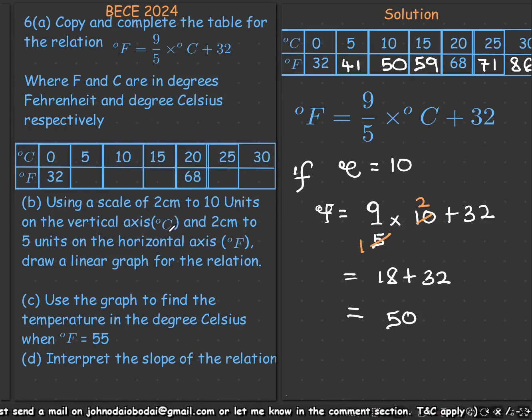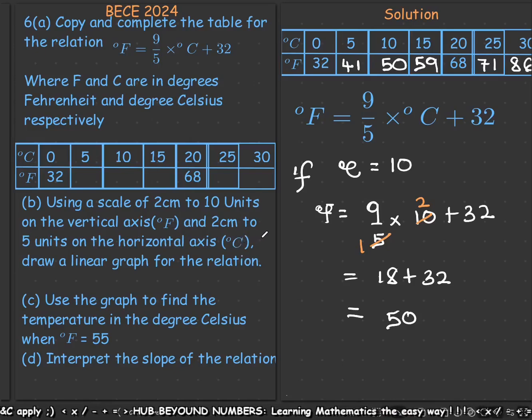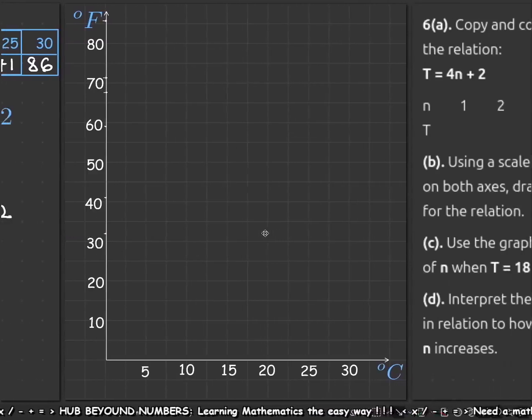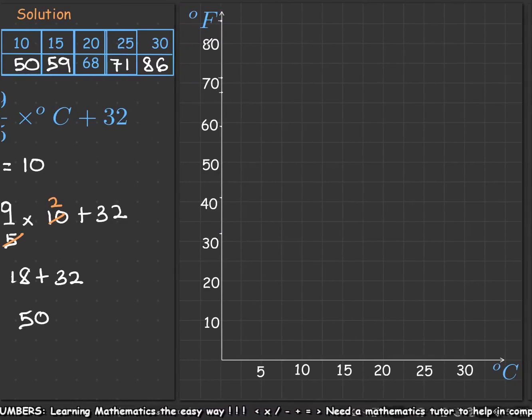The vertical is where we are going to have our Fahrenheit. And then 2 centimeters to 5 units on the horizontal, and that is where we are going to have our degree Celsius. So let's come here, and as you can see, that is what I have done over here. We have our Fahrenheit on the vertical with a scale of 2 centimeters to 10, and for the degree Celsius, every 2 centimeters is to 5. So let's plot out our points. The first one was 0, 32.